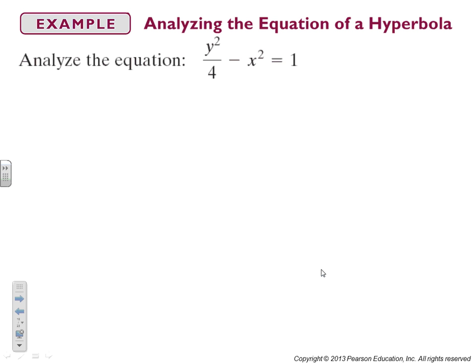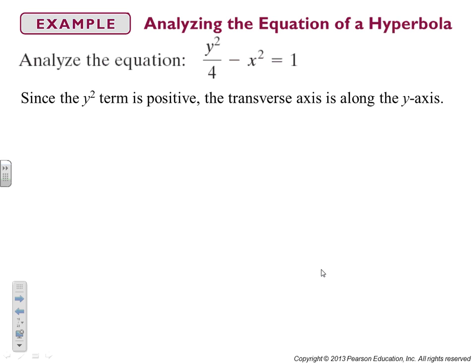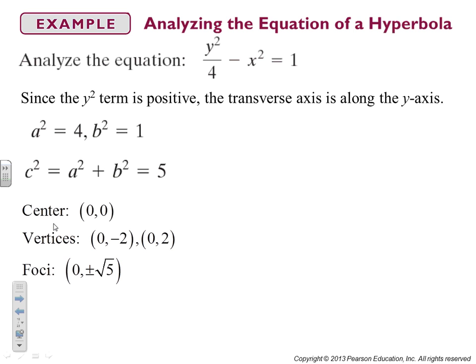All right, so let's take a look at a hyperbola. y squared over 4 minus x squared equals 1. Since y squared is positive, the transverse axis is along the y-axis. So we know that a squared is 4 and b squared is 1. We can go ahead and find our c squared so we know where our foci are. 4 plus 1 is 5, so c squared equals 5, and c is equal to square root 5.